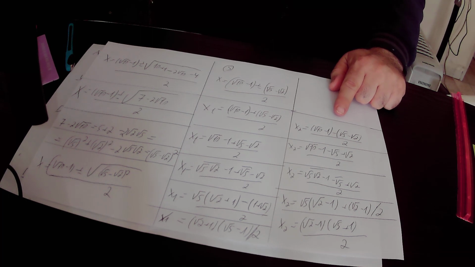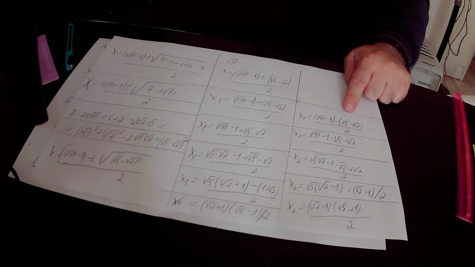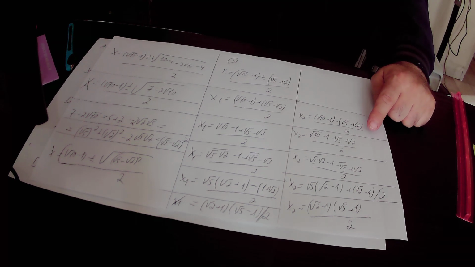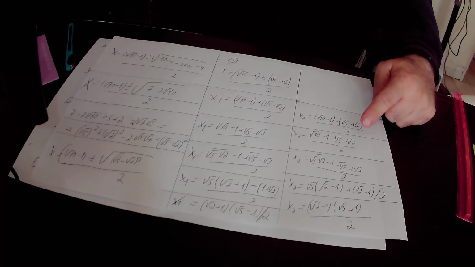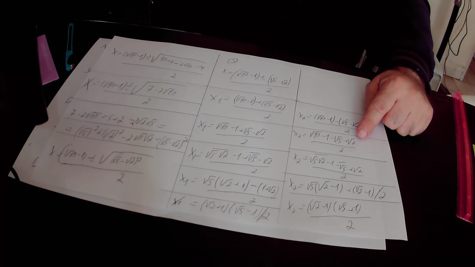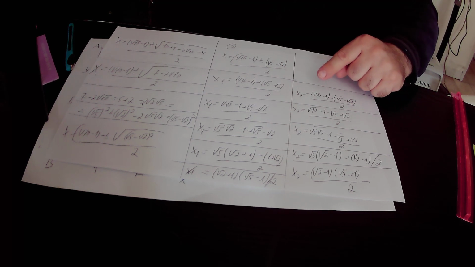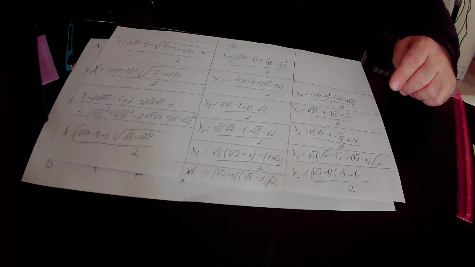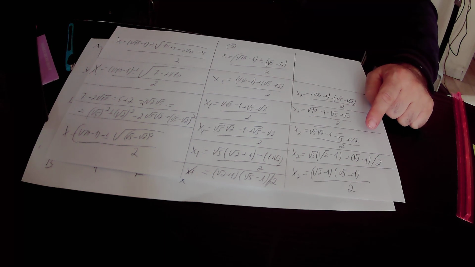x2 equals (√10 − 1 − √5 − √2)/2. Here we open the brackets, and we get that x2 equals √10 − 1. After we open the brackets, we will have minus √5, and minus is plus, so we get plus √2 over 2. Here we substituted √5 by √2 times √10, and we got that x2 equals √5 times √10 − 1 − √5 by √2 over 2.